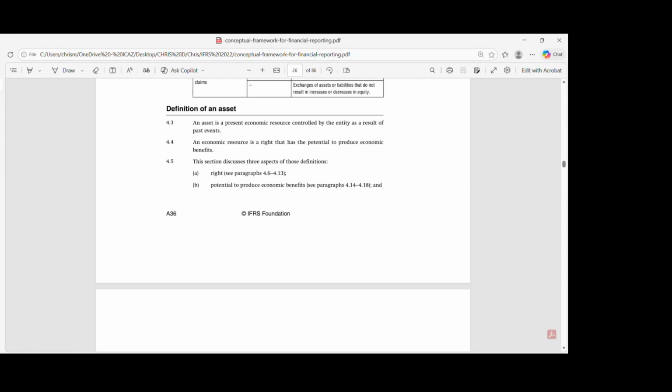Let me give you an example. If we purchase a machine for 100,000, the asset is not the machine itself, but the rights arising from ownership. Which are the rights that arise from ownership? I can use the machine. I can sell the machine. I can pledge the machine. So, the rights arising from ownership.